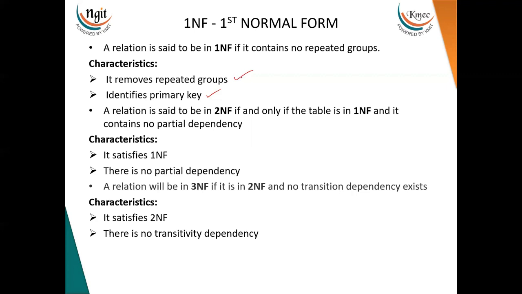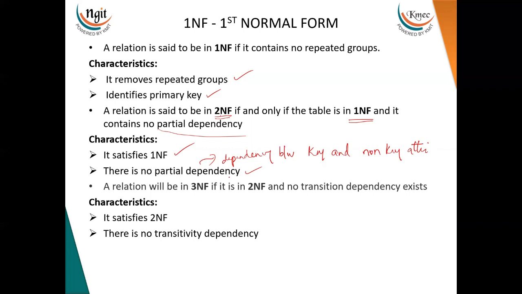Firstly, let us also define what is second normal form and third normal form. A relation is said to be in second normal form if and only if the table is in first normal form and it contains no partial dependency. So the characteristics for second normal form is what? It satisfies the first normal form as well as there is no partial dependency. If there exists a dependency between a key and non-key attribute, you have to remove it.